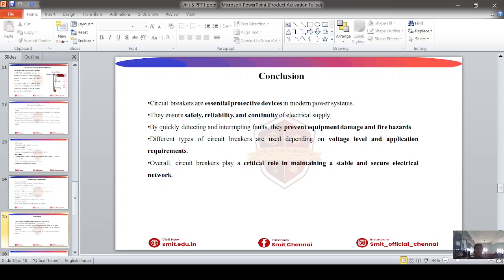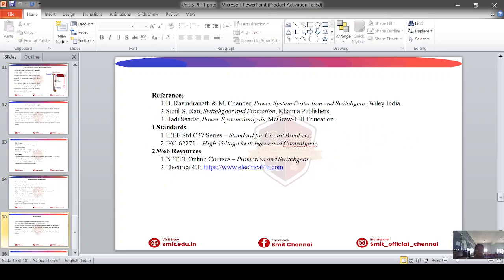Conclusion. The circuit breakers are essentially protective devices in modern power systems. They ensure safety, reliability, and continuity of electrical power supply. By quickly detecting and interrupting faults, they prevent equipment damage and fire hazards. Different types of circuit breakers are used depending on voltage level and application requirements. Overall, circuit breakers play a critical role in maintaining a stable and secure electrical network.